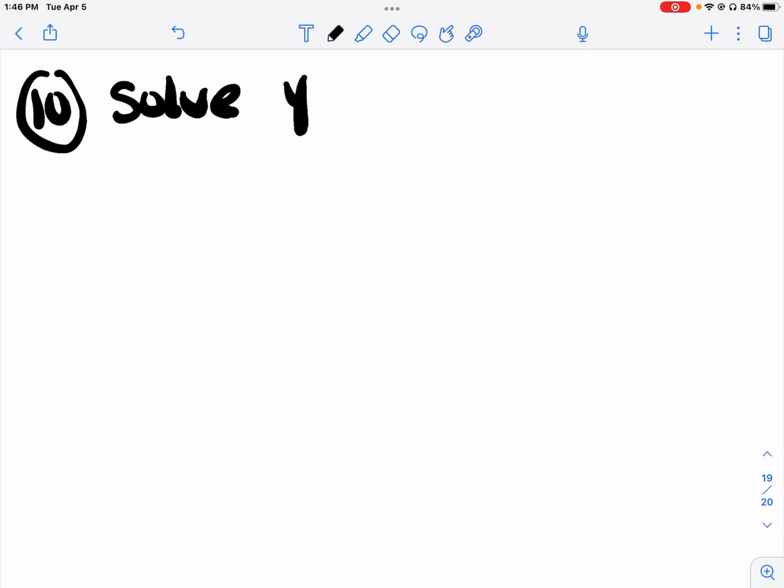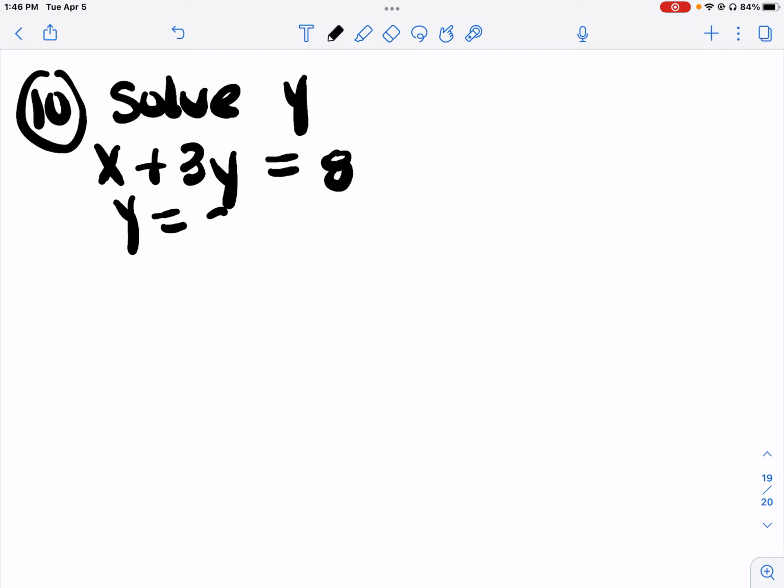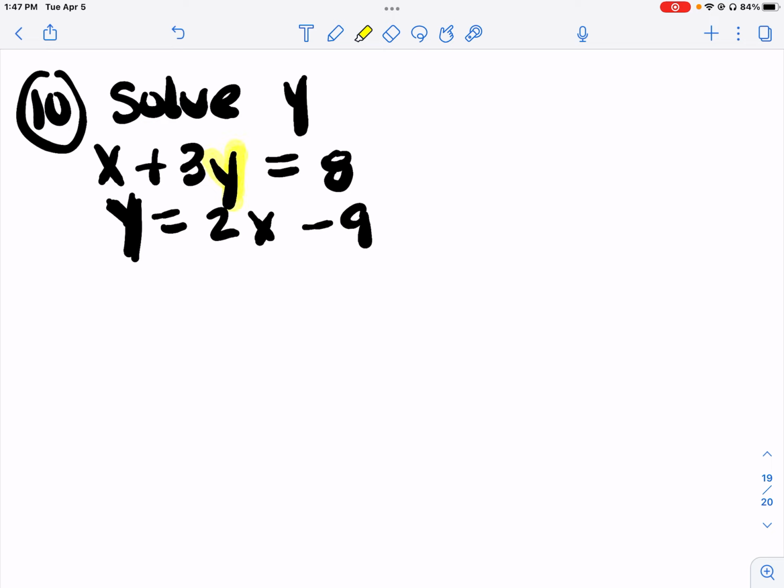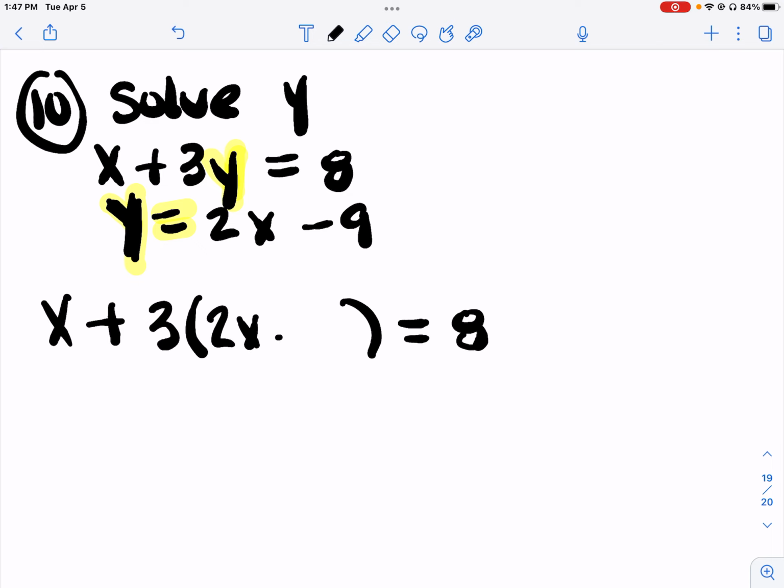Number 10 says solve for y. Okay, we've got one letter by itself. We've got this y by itself. So I'm going to use substitution, which means I'm going to replace this y right here with what y equals. Okay, so x plus 3y equals 8. What can I replace y with? 2x minus 9.